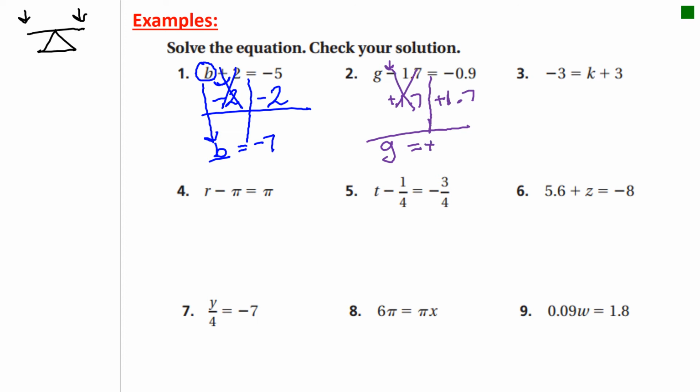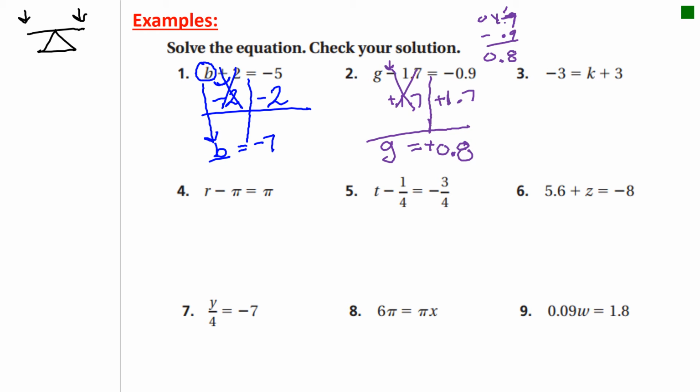And now we are going to do 1.7 minus 0.9. Okay, I'm going to have to borrow. 17 minus 9 is 8. 0 minus 0, okay, 0.8. Awesome, we're done. Positive 0.8. G equals positive 0.8. All right, 3.